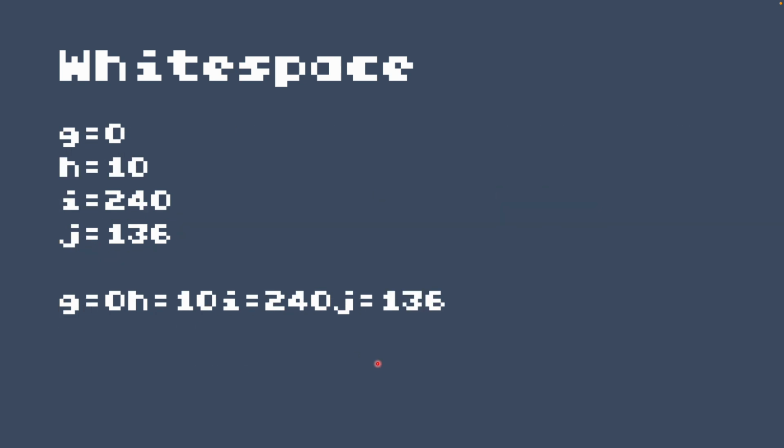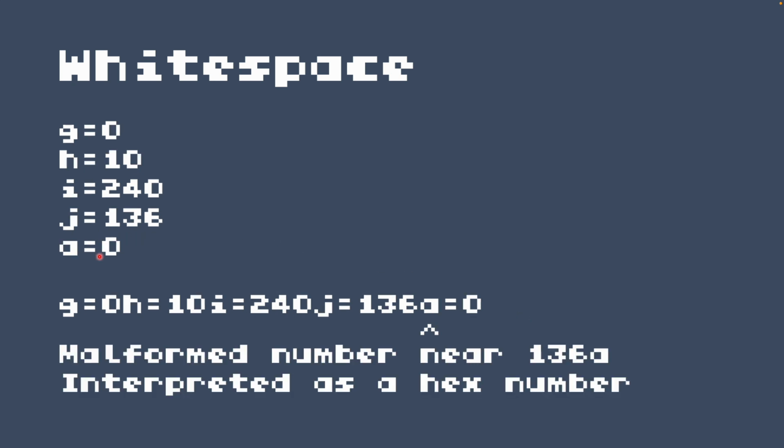So if we take a look at what this means, I have a bunch of variables here, g, h, i, j, and I've initialized them all to these values. I am size coding, so I'm going to then remove the new line between all of them and have them all on the one line, and you can see that that does not pose a problem. I'm now adding a equal to 0, and as soon as I add a equal to 0, I'll start getting malformed number near, and you can see 136a. It's after trying to interpret 136a as some kind of a hexadecimal number instead of a variable.